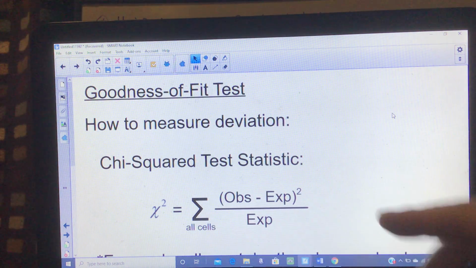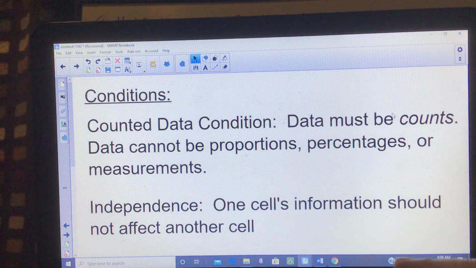So let's look at calculating that, but beforehand, because I want to do a test, remember there are conditions as well, so for every test there are conditions you've got to check. The conditions are pretty easy to check. The first one is something called the counted data condition. Basically, we're not actually working with proportions or means like we were before. We're working with what are called counts. So you need to make sure your data are counts, that someone just counted up a number of things. If you have proportions or percentages or measurements, you can't do the chi-square test. It has to be counts of a category.